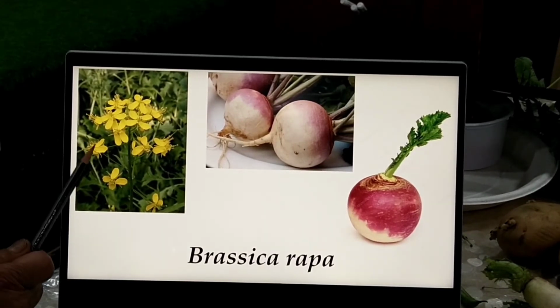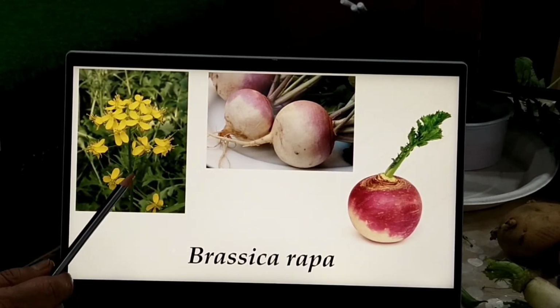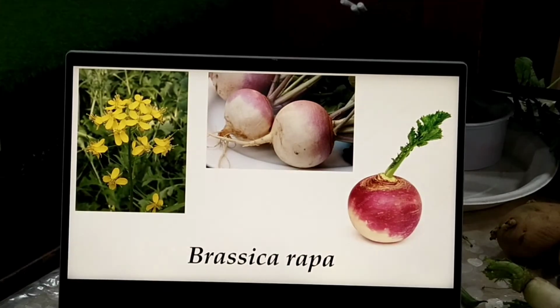Flowers are looking like mustard, so much so that one can mistake these to be mustard. It's not mustard. Mustard seeds look so different and the turnip also looks so different. One is vegetative part, another is seed.